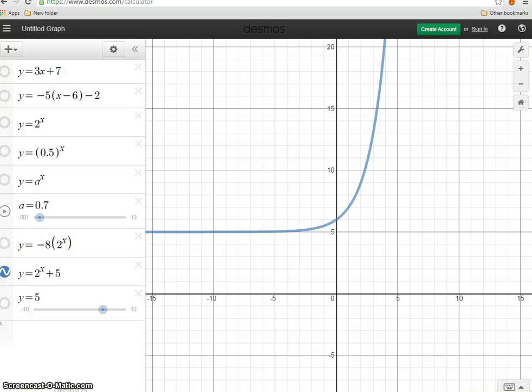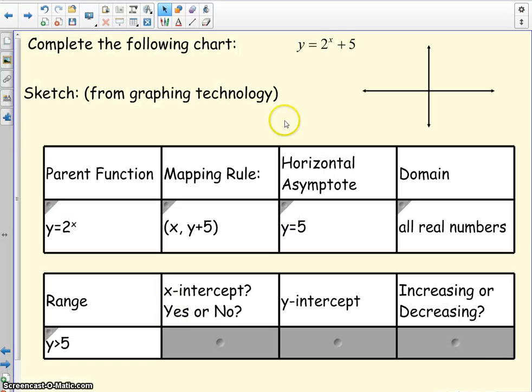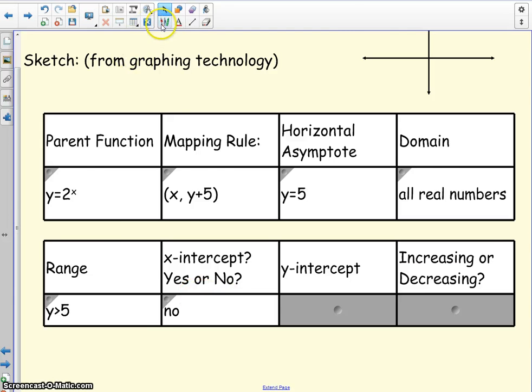You can see from the graph that this graph has no x-intercept and it has a y-intercept of 6. Now you can always find the y-intercept, just like you can for any other equation, by replacing x equals 0 into the equation. So we can do that here. If we put x equals 0, you have y equals 2 to the exponent 0 plus 5. If you run that through your calculator, you'll see that 2 to the exponent 0 is 1. We'll talk about why in a later lesson. But you wind up getting 6 for your y-intercept.